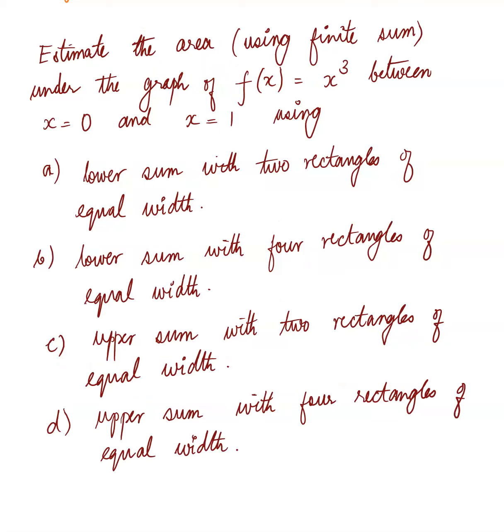The problem reads, estimate the area using finite sum under the graph of f of x equals x cubed between x equals 0 and x equals 1 using A, lowest sum with 2 rectangles of equal width, B lowest sum with 4 rectangles, C upper sum with 2, and D upper sum with 4 rectangles. Okay. So we need to first draw the graph, then construct the rectangle, and then find the area for each of these parts.